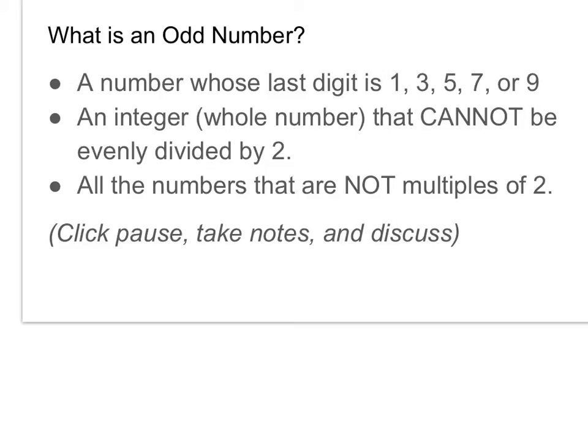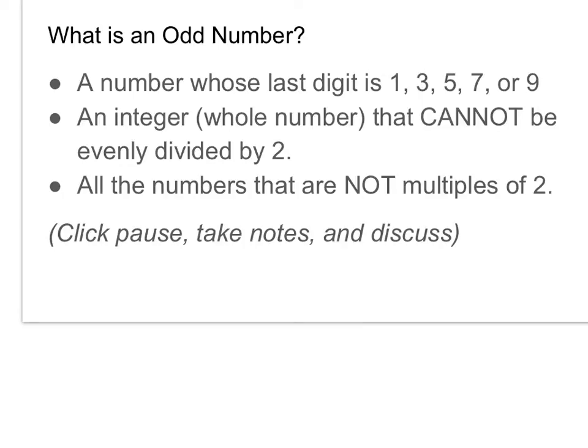The other criteria, an integer or whole number that cannot be divided evenly by 2. So we take the number, we try to divide it into two groups, and if we have a leftover, then the number cannot be divided evenly into two groups. It is an odd number. The other thing, if we're counting by 2, 4, 6, 8, it's all the numbers we don't say: 1, 3, 5, 7, 9.